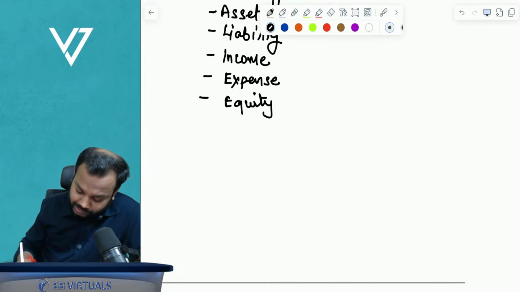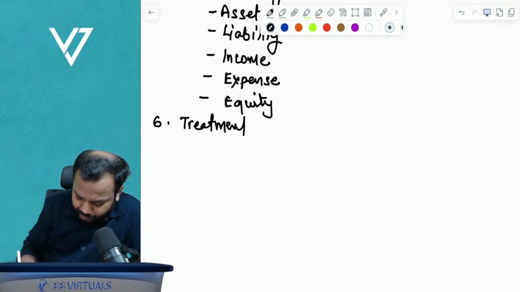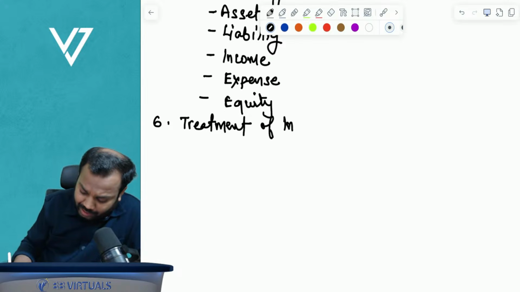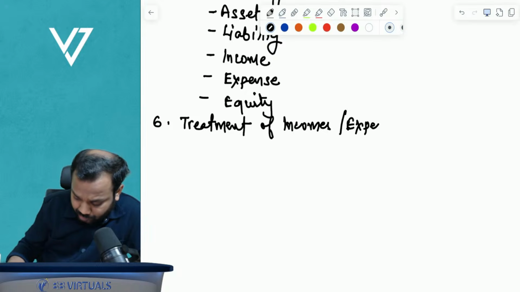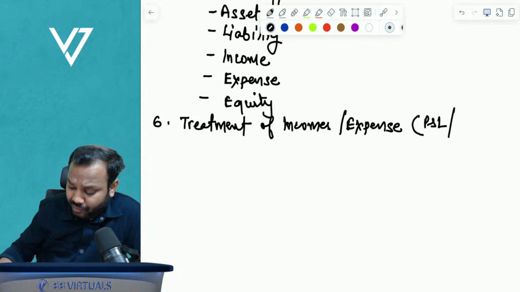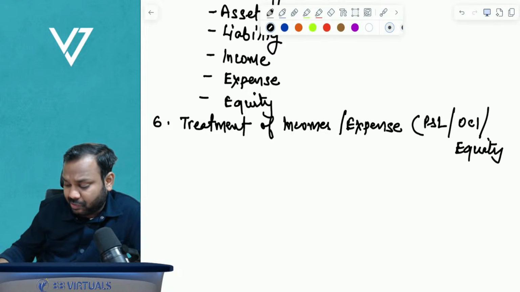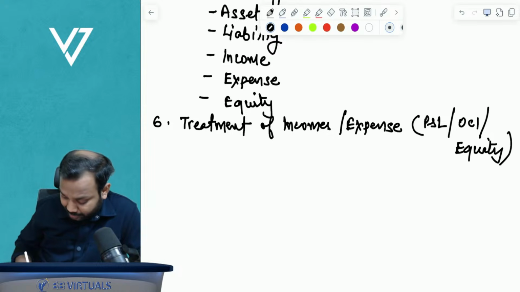Okay. Sixth part, we'll understand what is the treatment of income and expense, where it will go to P and L, where it will go to reserve, where it will go to equity. Incomes and expenses, what should be the treatment of it? We'll discuss that.